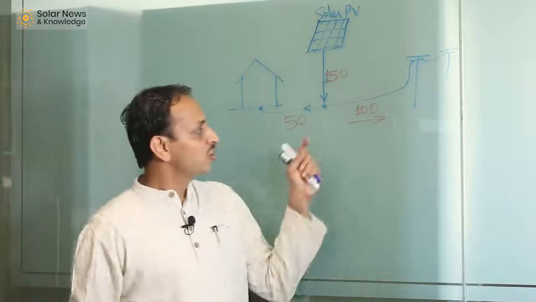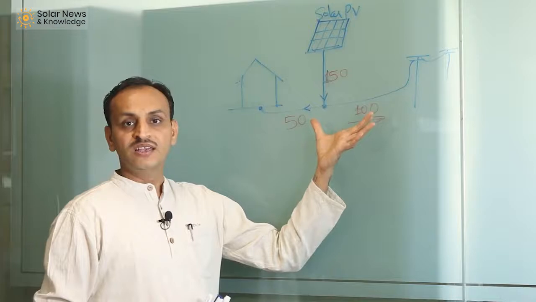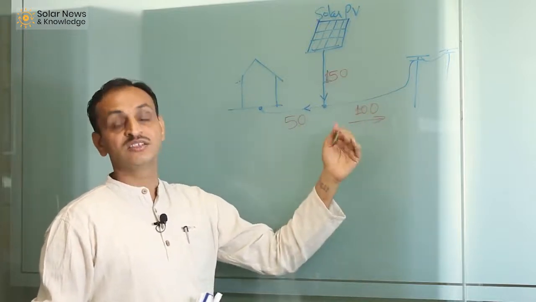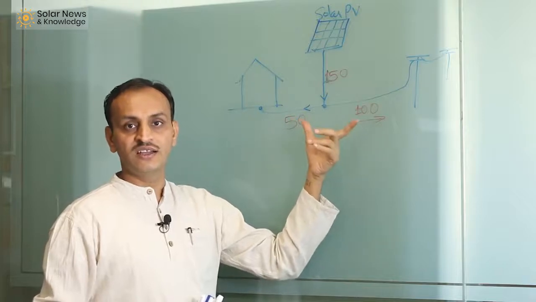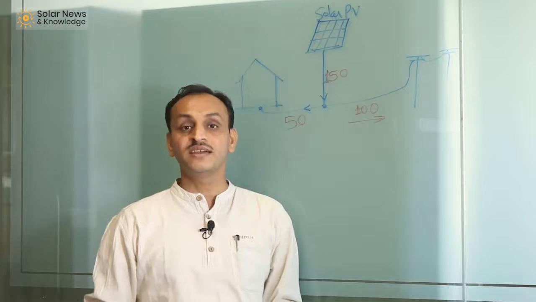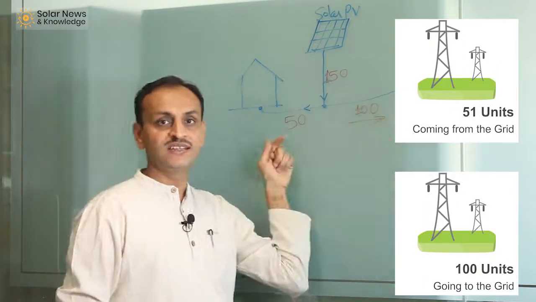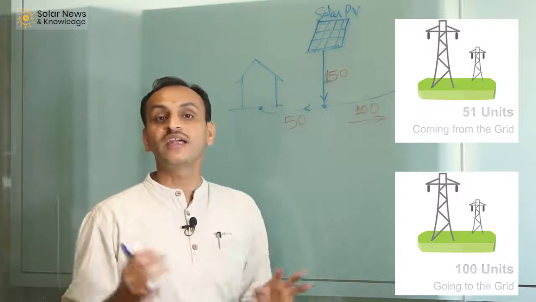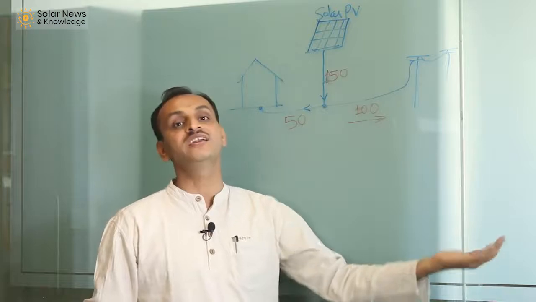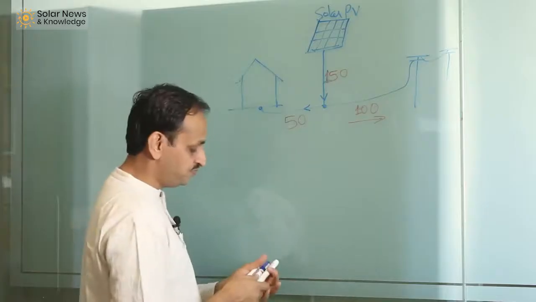In the net metering system, you can actually bank it, store it, and use this 100 units which you have supplied to the grid at some other time when your consumption is higher than the generation. Both the electricity coming from the grid and the electricity going to the grid are at the same rate. Therefore, if you are banking 100 units to the grid, you can take 100 units from the grid. But when it comes to gross metering, it is not like that.